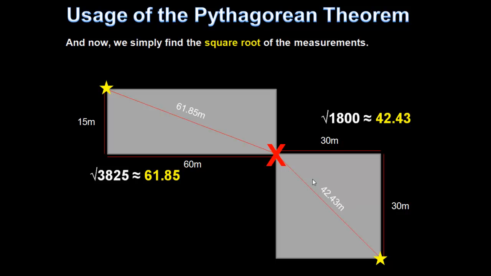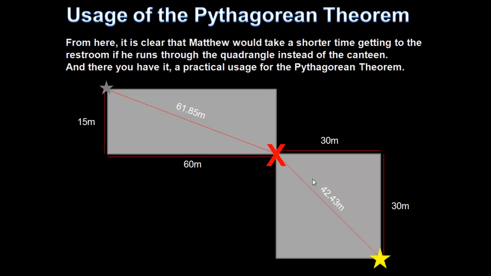By just comparing these two values, we can clearly see that taking the quadrangle would take a shorter time than taking the canteen. So from this, we can clearly say that if you ran at the same speed, it would take a shorter time to get to the restroom using the quadrangle than it would to take the one of the canteen.